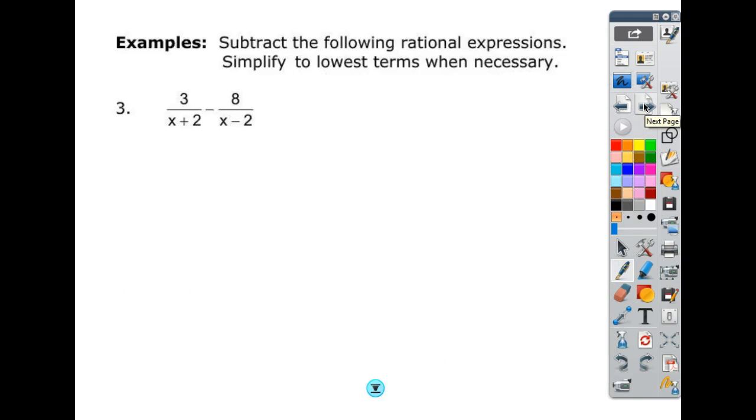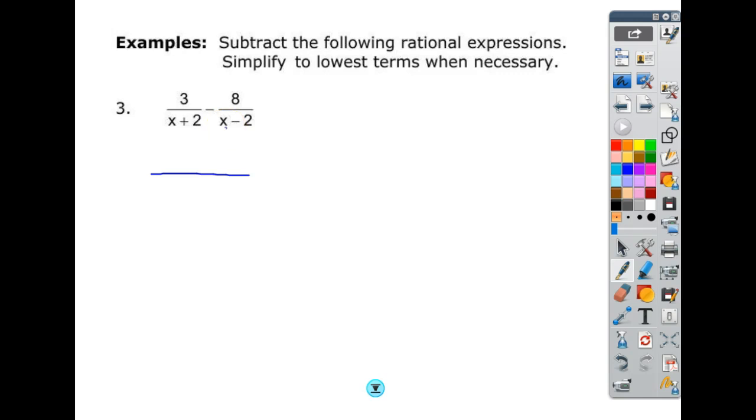Problem number 3. Now, these denominators aren't the same. We notice a minus sign in the middle, don't we? So we know we're going to have to be careful. Okay? So neither one of those factor. That's the very first step. If you forget your steps, you go back to your pink 10-1 notes. You have all the steps written down.